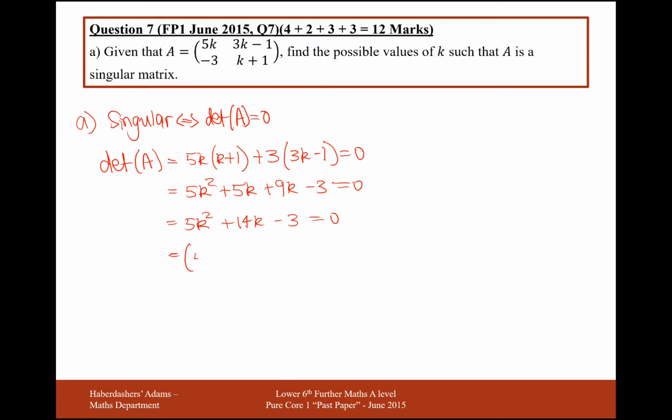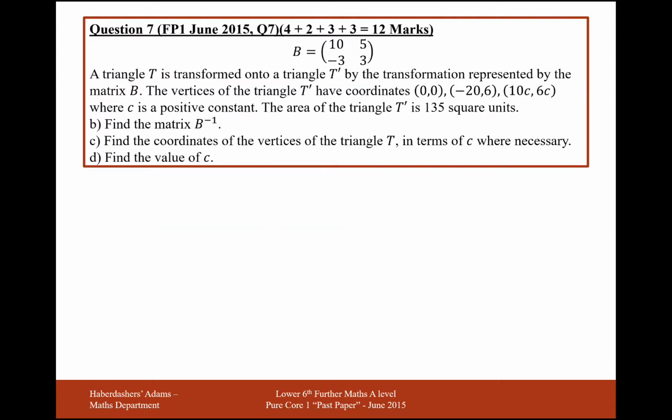And factorising this, we're going to get 5k, k over here, let's put a plus 3 here and a minus 1 here. Just check that minus k plus 15k, yeah, that's good. So k is either going to equal 1/5 or minus 3. Great. So moving on to the next part.